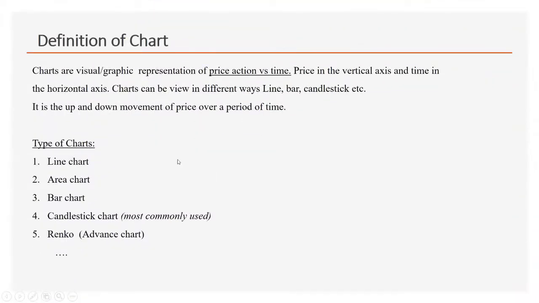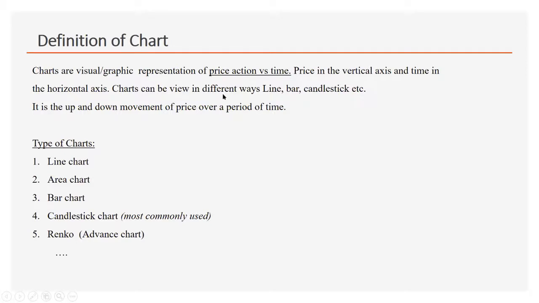So let's get into it. Definition of a chart: a chart is a visual representation of price action versus time. Price is very key. It's because of price that we are trading, because of what they call price action, the movement of price up and down or sideways. This price action is versus time. It's like a graph with price on the y-axis and time on the x-axis. So price is on the vertical axis and time is on the horizontal axis.